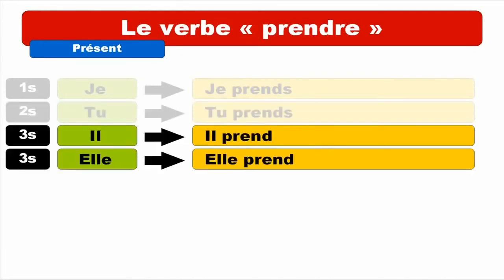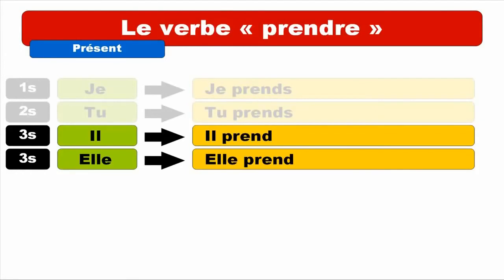Okay. Il and elle, so masculine, il, we get il prend. Same pronunciation, final D is not pronounced, so it's only P-R-E-N, prend. Okay, repeat. Il prend. And then elle prend. Repeat. Elle prend. So you can notice that je, tu, il and elle are just pronounced the same way. Je prends, tu prends, il prend, elle prend. But remember to put the final S for je and tu.